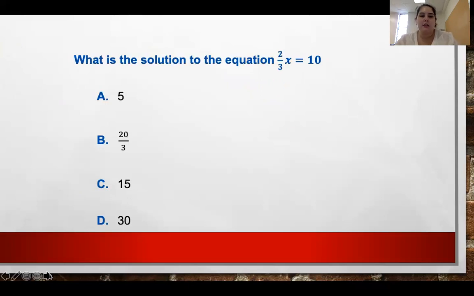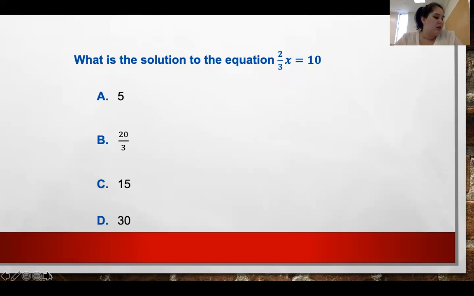All right, your next you-try question is, what is the solution to the equation 2/3 x equals 10? Again, go ahead and pause the video, try it on your own, and then come back and check your work. So I'm going to give about 5 seconds before we start going over the problem.